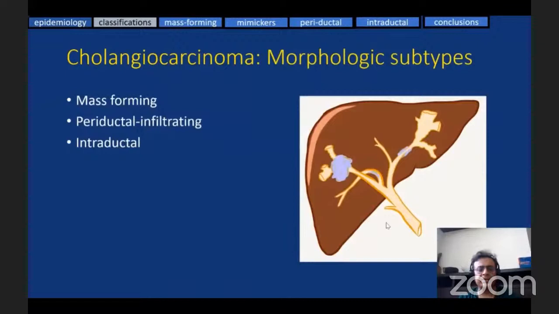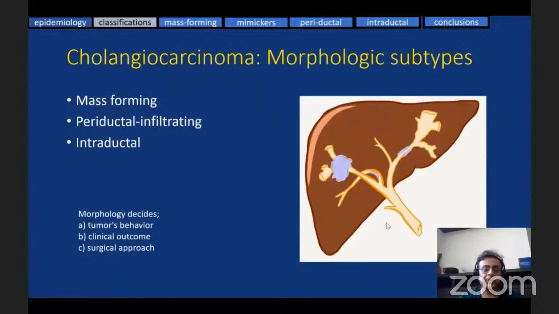These can be divided into mass-forming cholangiocarcinoma. The mass-forming type tends to invade into the liver parenchyma, and it tends to obliterate the portal vein without invading into it. The second type, periductal infiltrating, tends to grow along the bile duct, so it usually presents with long strictures and dilatation. The third type, the intraductal type, grows into the duct as a papillary mass, expanding the bile duct. This one has the best prognosis.